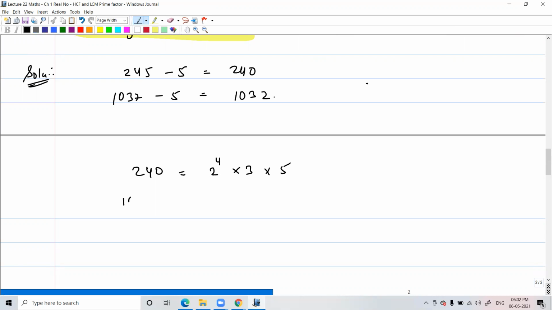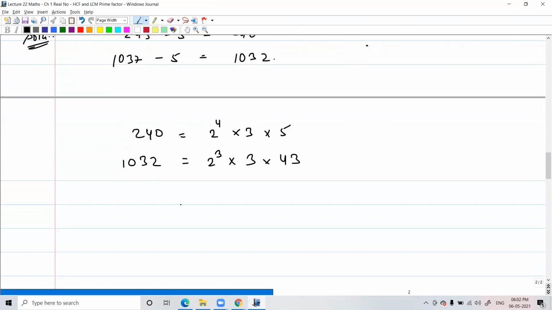All right. Then 1032. How do you expand this? Who will tell me? Sir? Yes, go ahead. 2 cube into 3 into 43. 2 cube into 3 into 43. Is that right? Yes, sir. Okay. So what is the HCF? Tell me. 2 power 3 into 3.